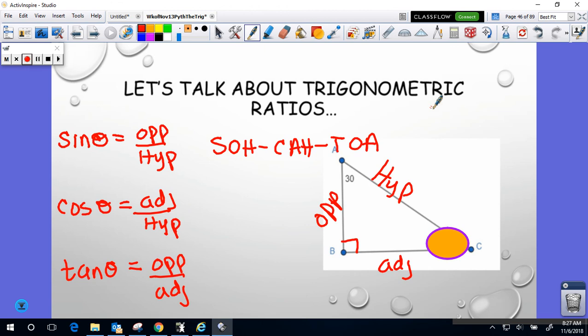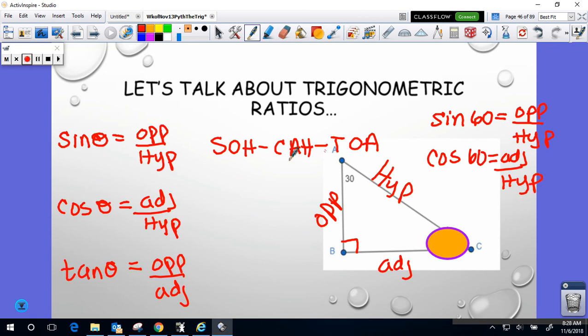So if I want to find the sine of 60, it would equal opposite over hypotenuse. And I don't know what these actual sides are. If I wanted to do the cosine of 60, then I would do adjacent over hypotenuse, whatever those values are. And we'll get some values soon. And if I wanted to do tan of 60, then I would do opposite over adjacent. And we have the sides labeled. You would just substitute in the numbers.